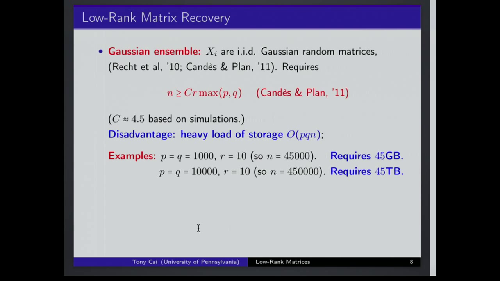And if you further increase the size of the matrix by a factor of 10, so you are trying to recover a 10,000 by 10,000 matrix, and the rank still stays at 10, now you need this many matrices, and basically you need to cube it. The dimension is multiplied by 10, so now it's 10 to the third, and you multiply together, you need 45 terabytes. That means that you have a serious space constraint if you use IID Gaussian matrices.